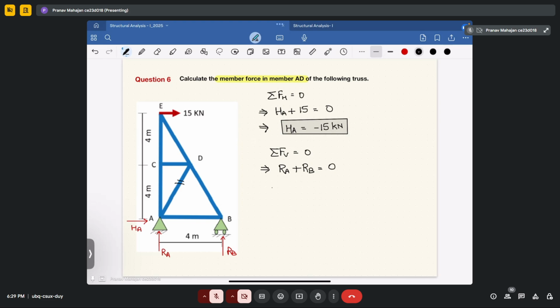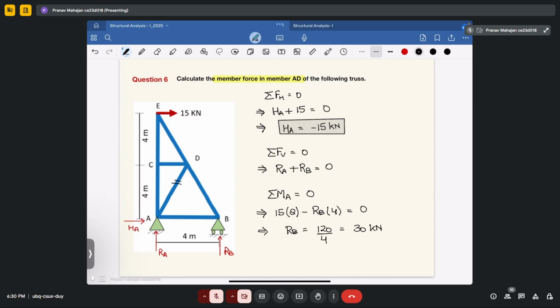How will we determine them? We will apply third equilibrium equation, which is summation of moment at any point. So I am considering point A to be equal to 0. Now take all the clockwise moment to be positive and anti-clockwise moment to be negative. So in this case, 15 into 8 minus RB into 4 will be equal to 0. So RB will be equal to 120 divided by 4. That will be equal to 30 kilonewton. So from this, one reaction you get, that is RB equal to 30 kilonewton.